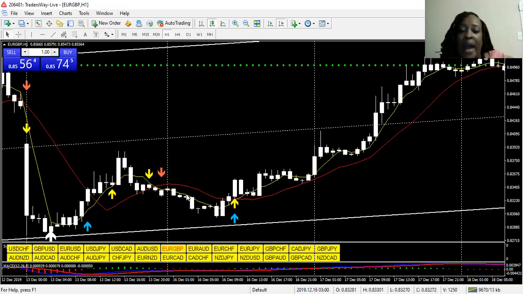Now, when you're buying, think of yourself as a consumer. When you're going into a store, you want to make a purchase. You want to buy the product at the lowest price, right? So we want to buy low. We want to buy when price is low and ride it up. So what I'm going to do is, now this is how I use my small arrows.